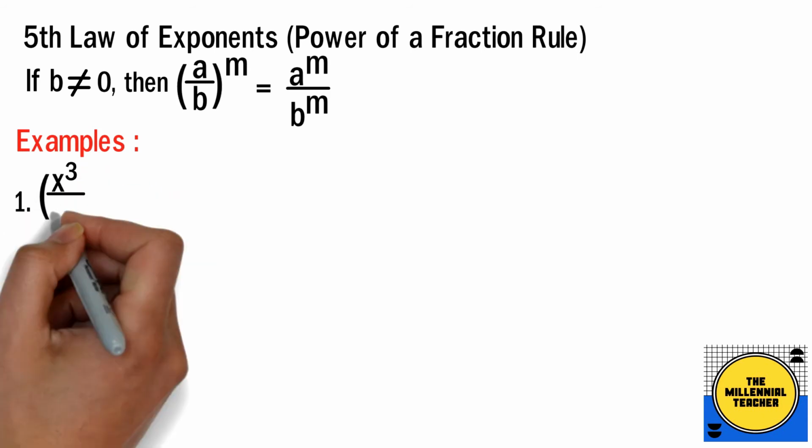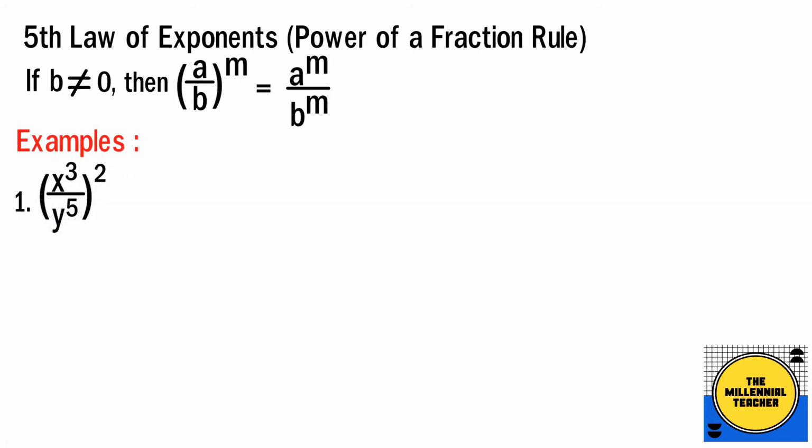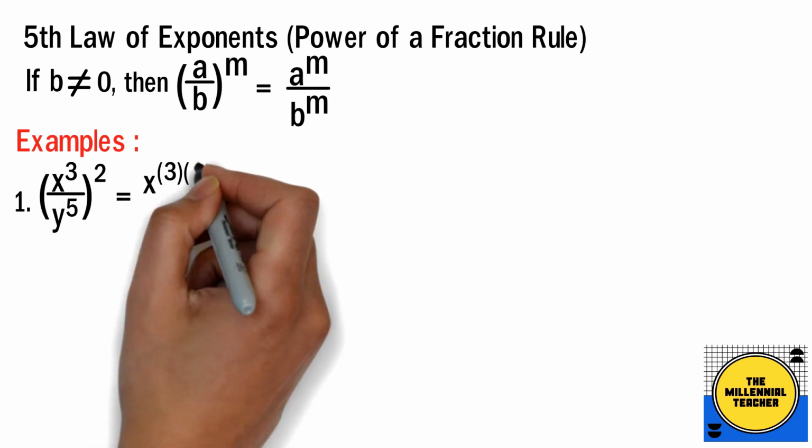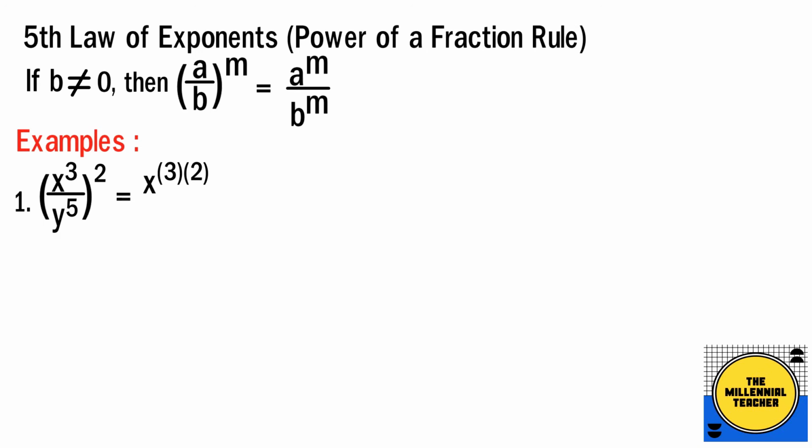Example number 1, ay x raised to 3 over y raised to 5, multiply by its squared. Just copy the base of numerator, which is x. Next ay multiply natin ang exponent ng x sa exponent na nasa labas. Kaya magiging 3 times 2.